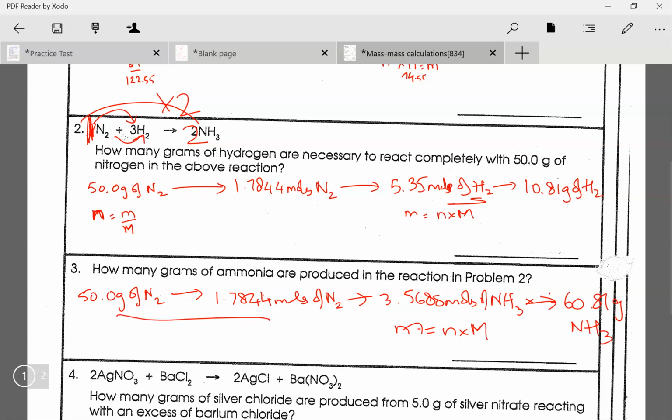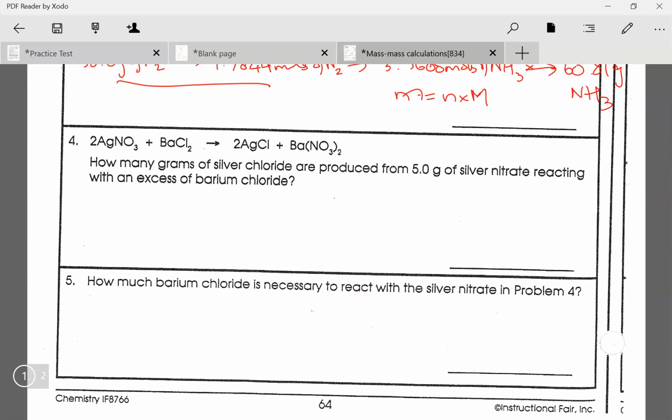So hopefully you're seeing the pattern now. We go from mass to moles by doing this formula, moles to moles by doing stoichiometry here, and then moles back to mass by the same formula rearranged. So there's the last question. Since this is a short video, we might as well get this covered.